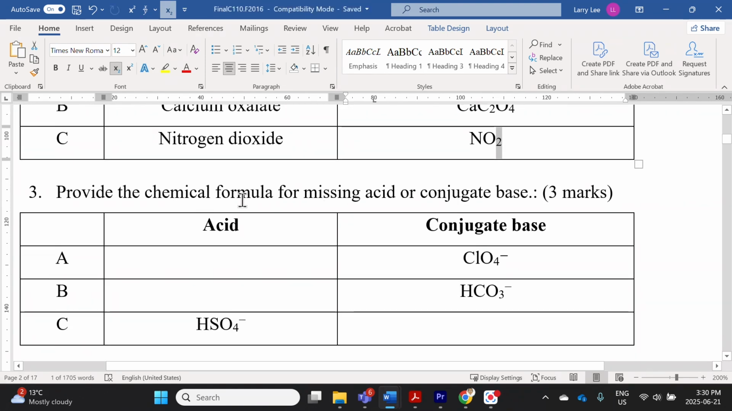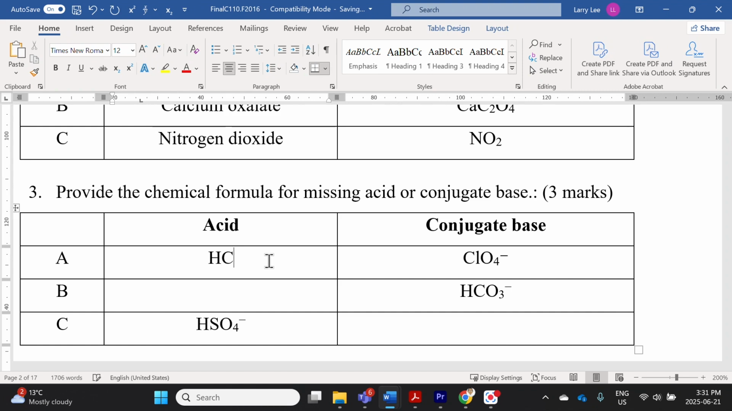Now, it says provide the chemical formula for a missing acid or conjugate base. Whenever you have a conjugate base, it's always a negative charge, or if there's no negative charge, that means we're going to add a proton. So let's take a look at this. We're going to add a proton, H plus, to this. So H plus with a ClO4 minus means it becomes a neutral compound, HClO4.